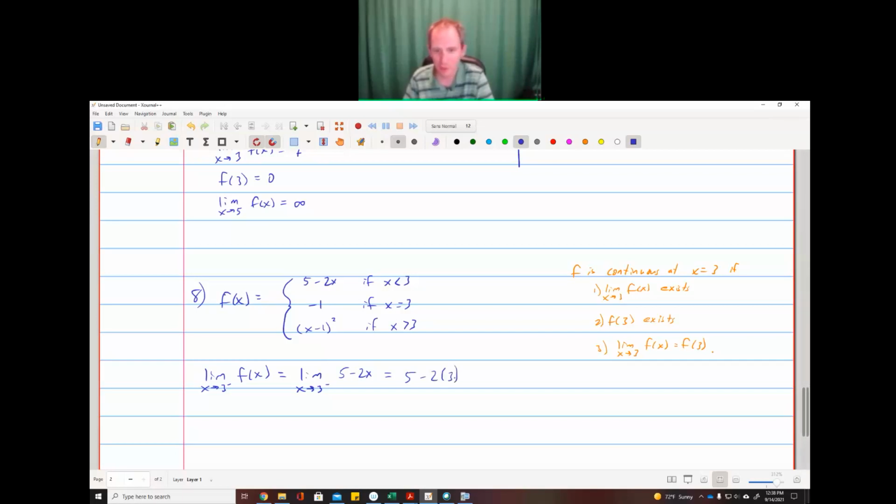Okay, so I get 5 minus 2 times 3, which is -1. Now I'm going to look at the limit as x approaches 3 from the right. As I approach from the right, my x values are bigger than 3. When x is bigger than 3, I use the formula (x minus 1) squared. So I can replace my f of x with (x minus 1) squared. And now I use direct substitution. So I get 2 squared, which is 4.